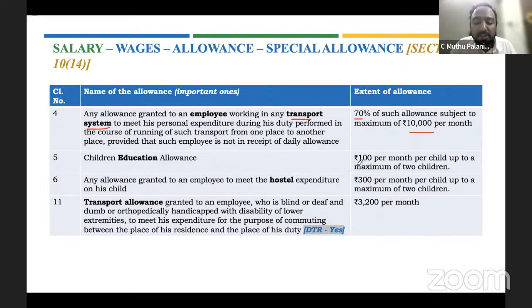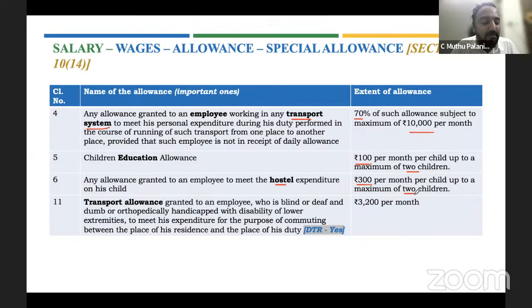About children education allowance, you all will know it by heart: 100 per month per child, for 2 children. Hostel expenditure is 300 per month, maximum of 2 children. Whenever I read this, I always get a doubt, how can someone have an education expense of such rupees per month? It's definitely not possible. These limits were all fixed in the 1960s. It was not revised later on.